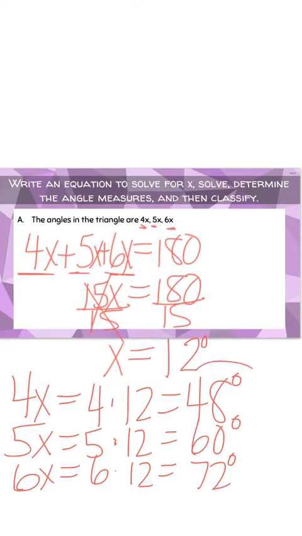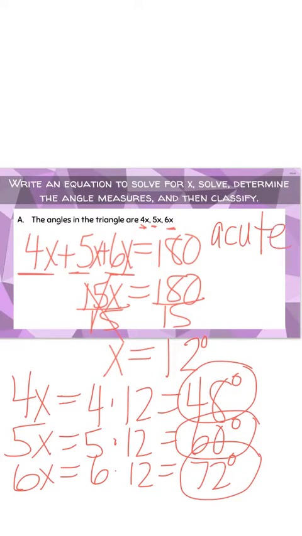So now that we know our three angle measures are 48 degrees, 60 degrees, and 72 degrees, we can now look at what type of triangle it is based on the angles. They are all less than 90 degrees, which makes them an acute triangle. Because all three are different, we can now classify it by the sides. We know all the sides will be different, and that makes it a scalene triangle.